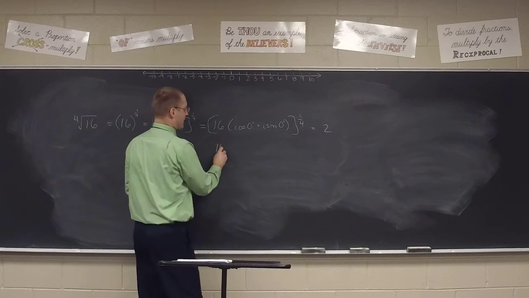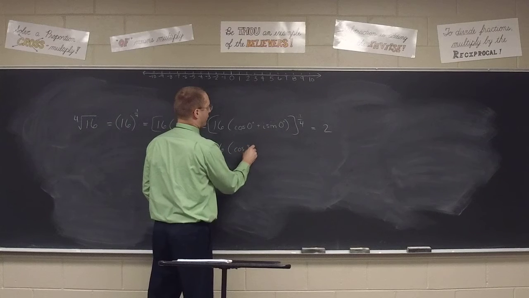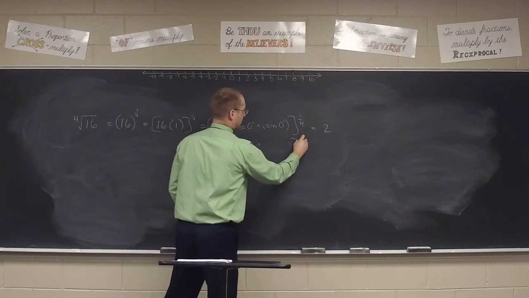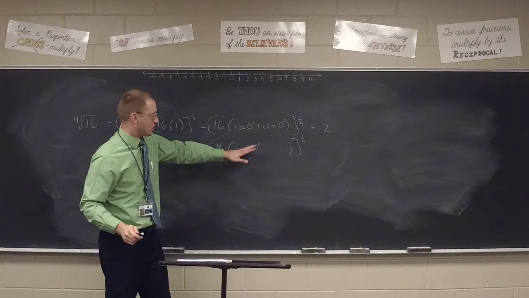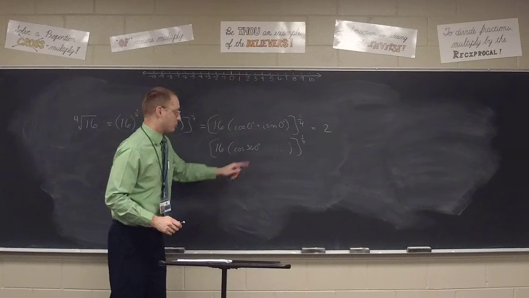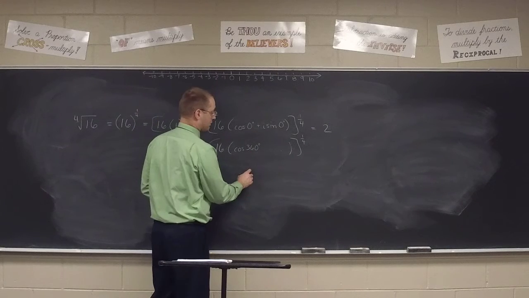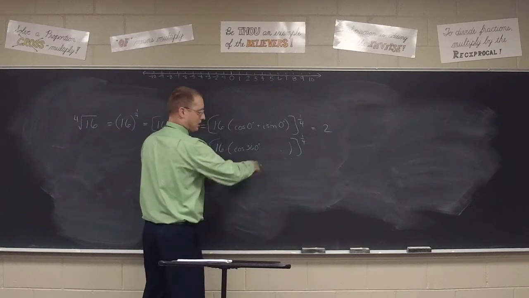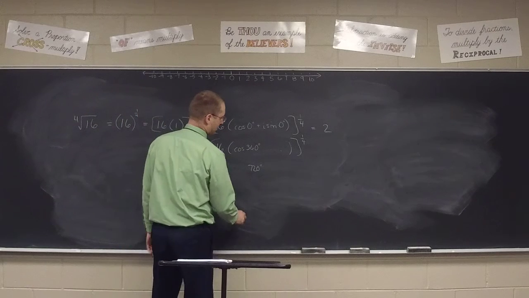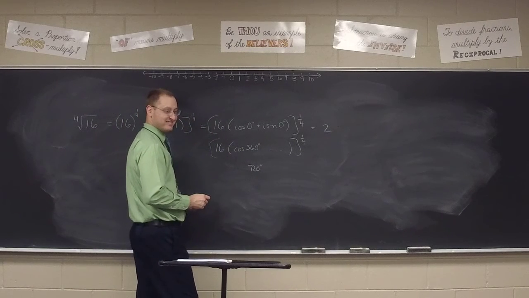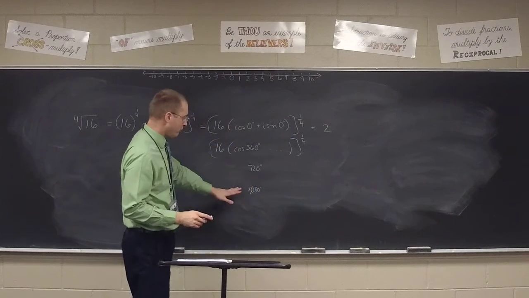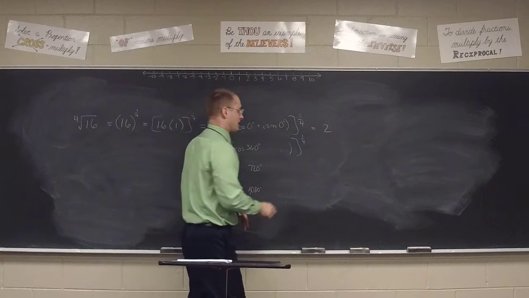So we could then take 16 times the cosine of 360 degrees and raise all of that to the 1/4 power. I'm too lazy to write plus i sine 360, so that's what the dot dot dot means. Then we could do the same thing again, but instead of 360, we could use 720. And then we could do it a 4th time and use 1080 degrees. All of these over and over again, raising to the power.